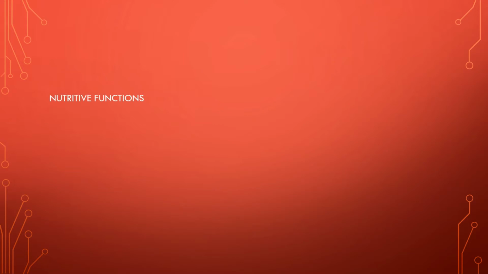Now we are going to discuss the functions of blood. The most important function is the nutritive function. Blood carries all the nutrients derived from carbohydrates and proteins to different parts of the body and supplies energy.